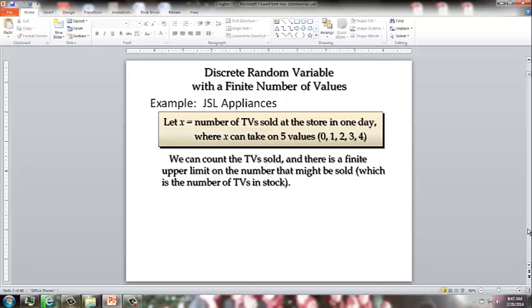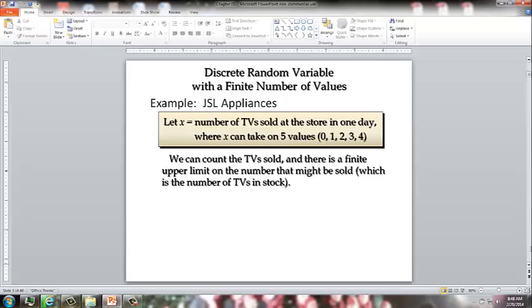Here is another example of a discrete random variable, but this time it has a finite number of values. So pay close attention to this. For instance, in the appliance store, the number of TVs that can be sold is a random variable. It depends on whether it's a good day or a bad day. Sometimes they can sell as few as 0 TVs, and sometimes as much as 4 TVs. So here is the important thing to note. The possible outcomes are all discrete numbers, but the range of values is finite. Only 5 possible values, from 0 to 4.